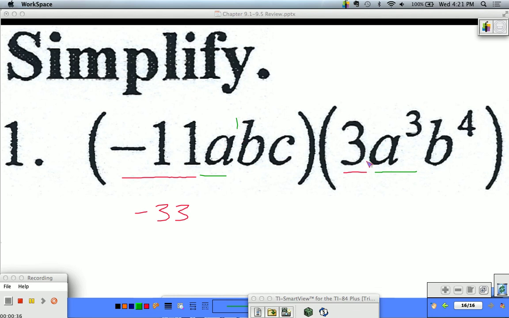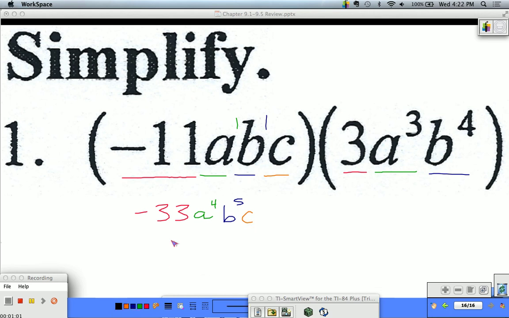And then we are going to multiply the b's times the b's. B to the first times b to the fourth, again a b times a b. We add the exponents. That's going to give us b to the fifth. And then finally we have this c that doesn't match up with any other c's, so we'll just bring that down to where all of these are multiplied by each other. So our final answer would be negative 33 a to the fourth, b to the fifth, c.